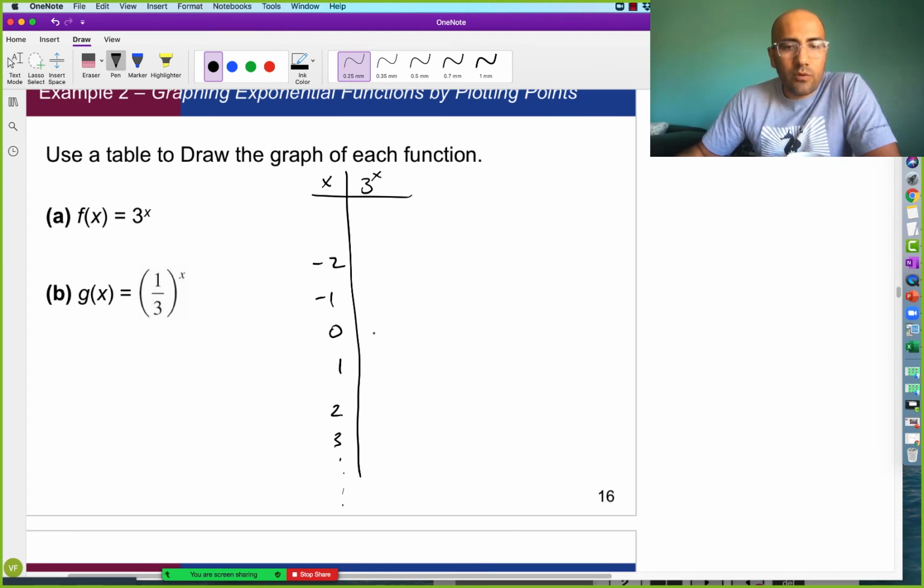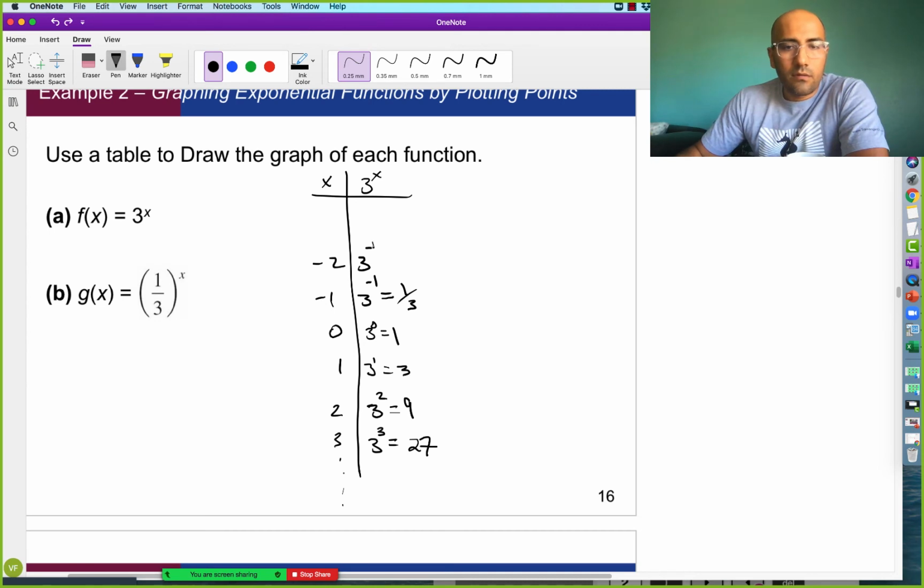As we saw before, this one represents 3 to the 0 power, which is 1, 3 to the first power, which is 3, 3 to the second power, which is 9, 3 to the third power, which is 27, and so on and so forth. 3 to the -1 power equals 1/3, and 3 to the -2 power, which is equal to 1/9. Good. Okay, so we have all these ordered pairs from here.